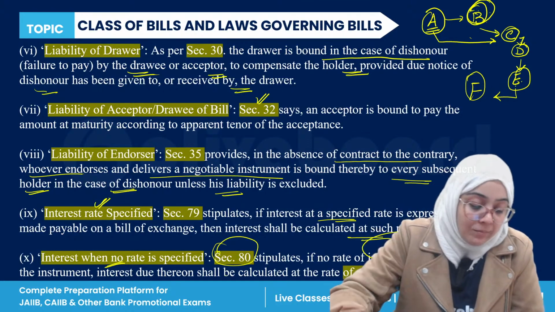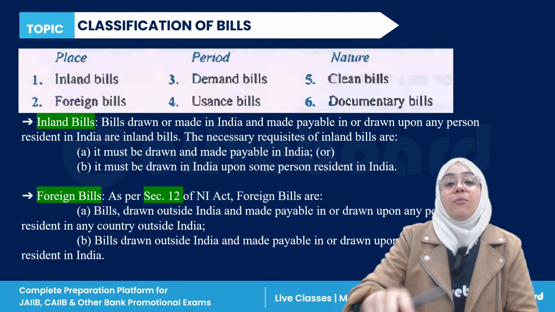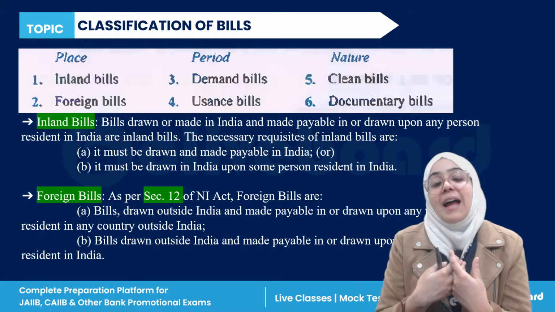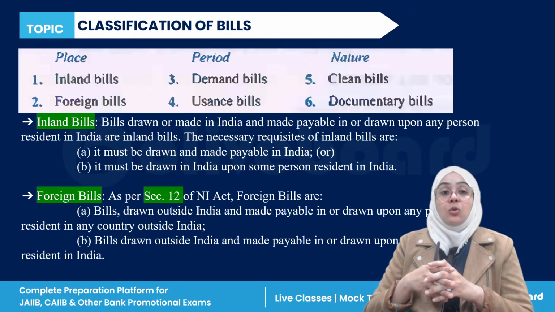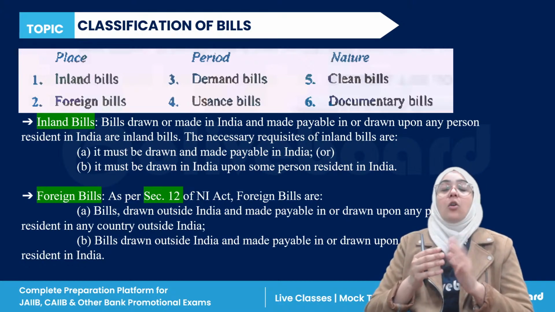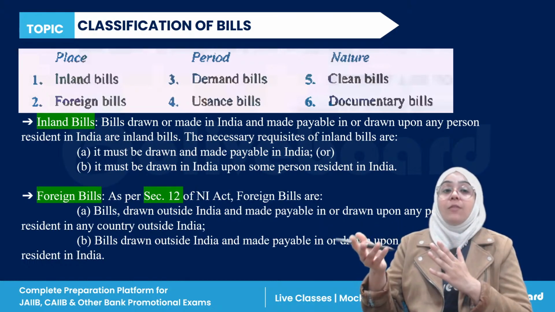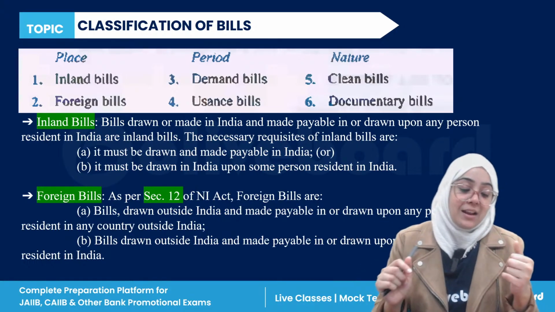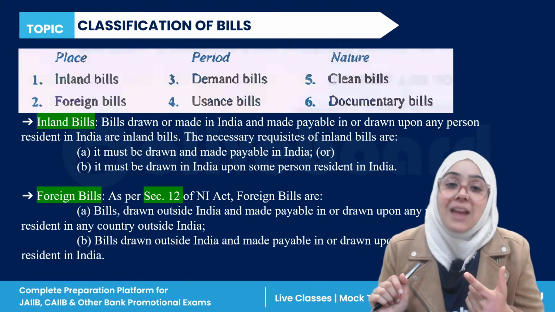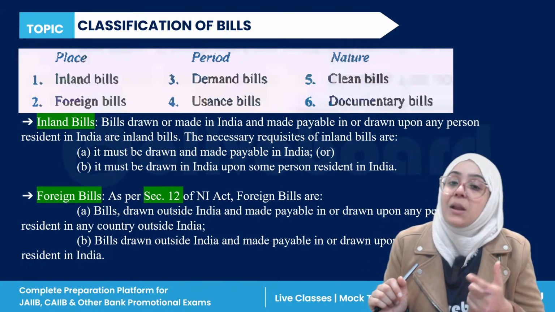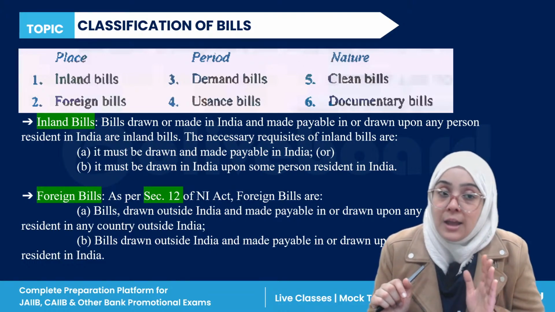Clear? Okay. Next, there is the classification of bills. A bill of exchange is classified on the basis of place, period, and nature. If we talk about place, there is an inland bill and a foreign bill. If we talk about period, there is a demand bill or usance bill. If we talk about nature, there is a clean bill and a documentary bill.